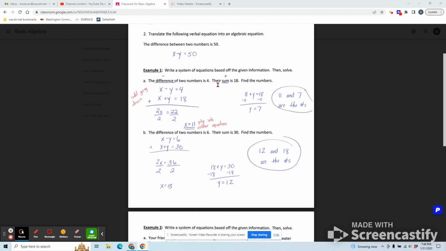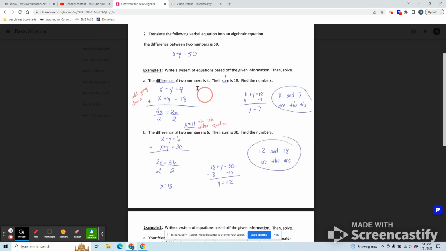Second sentence. Their sum is 18. So the sum is addition. Is means equals and 18. Now, it didn't say we got new numbers. It just says the difference of two numbers is 4, and then their sum is 18. So those same numbers, x and y, now add to give us 18.